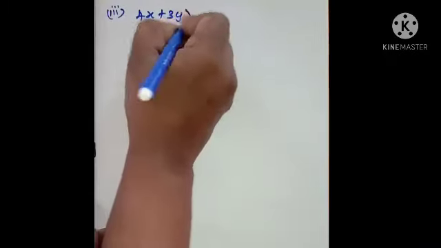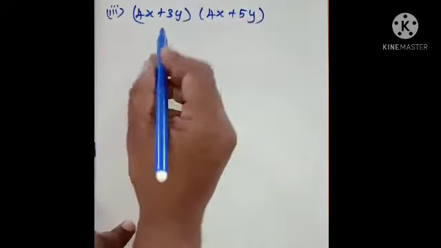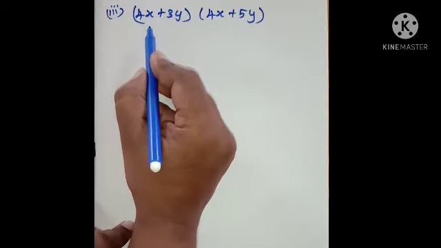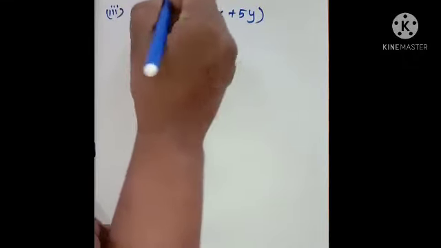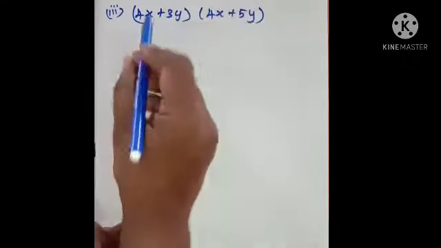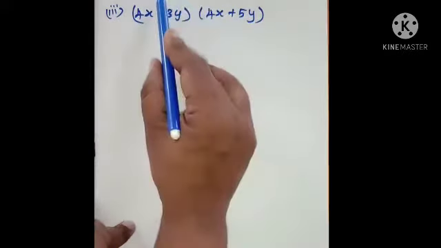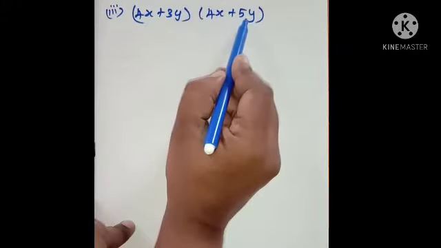(4x + 3y)(4x + 5y). So children, listen carefully. Here, compare with (x + a)(x + b). In place of x, that is 4x, and in place of a, 3y is there. In place of b, 5y is there.